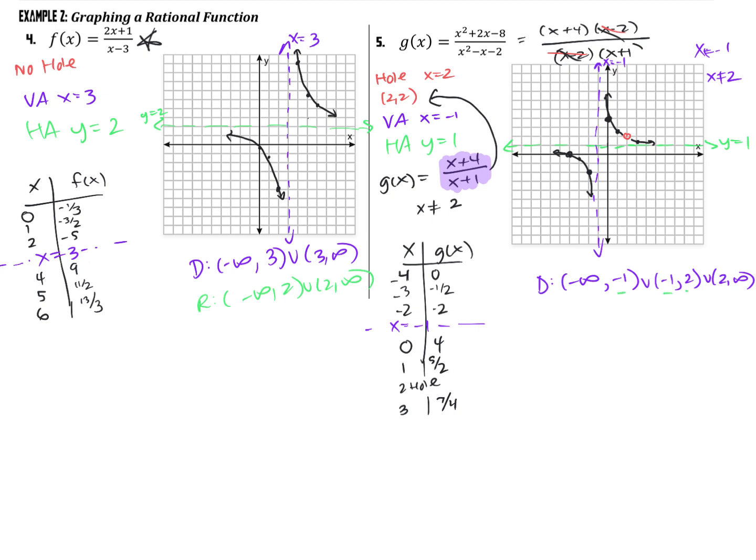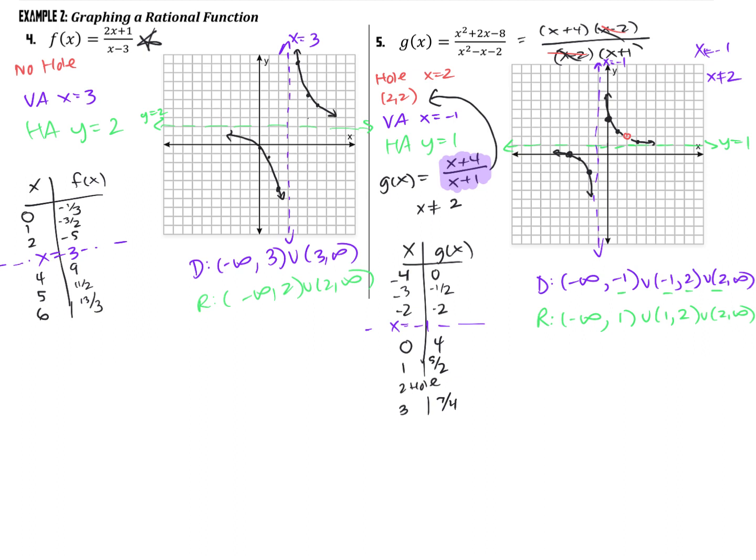So each of these numbers is coming from a hole or a vertical asymptote. Similarly, with the range, now we're looking at the y values, -infinity to 1, and then 1 to the y value of that hole, which is also 2, and then the y value of that hole up to infinity.